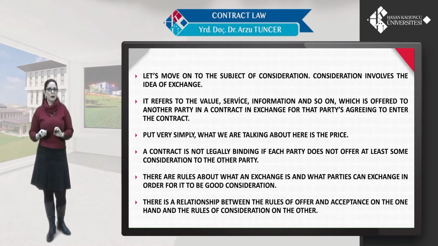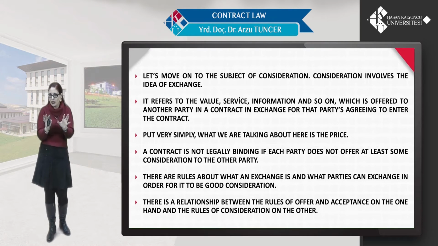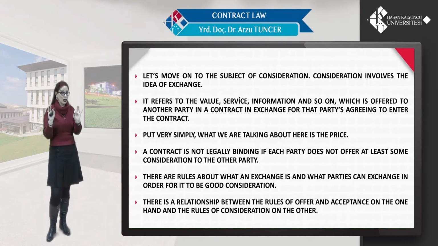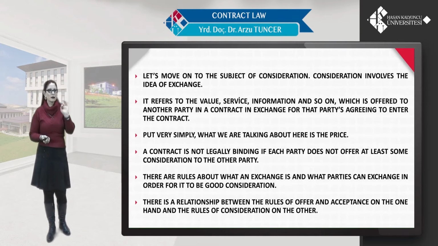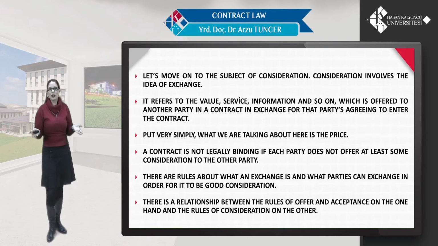A contract is not legally binding if each party doesn't offer at least some consideration to the other party. So you need to see in the contract the consideration. Either the value or service or information or the price, right? There are rules about what an exchange is and what parties can exchange in order for it to be good consideration. There is a relationship between the rules of offer and acceptance on the one hand and the rules of consideration on the other hand, right?